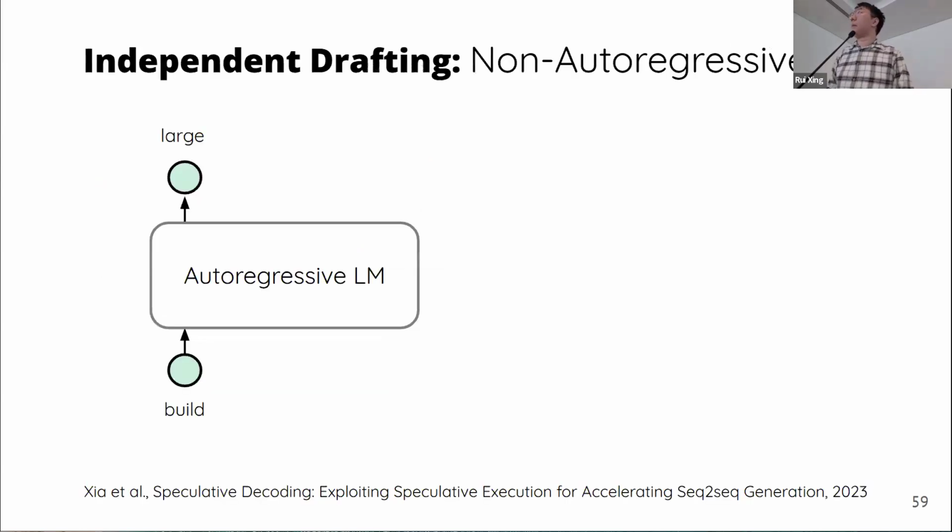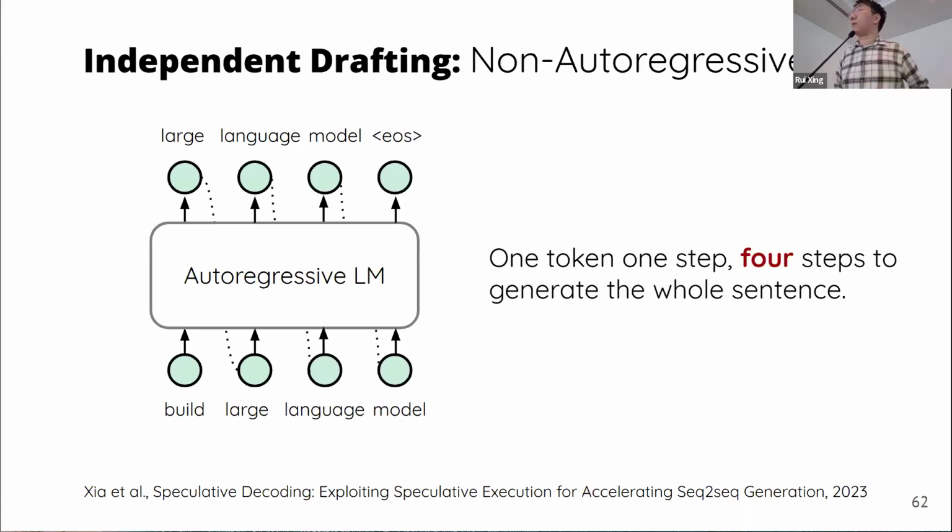The first independent drafting was also proposed in the first speculative decoding work. It leverages a non-autoregressive language model. Let's show again how an autoregressive language model works in decoding. First we have a prefix fed into the model, and it will generate the next token. Then one by one, we feed each token into the model to generate the whole sentence, "Building a large language model" in 4 steps. So this is the autoregressive model.